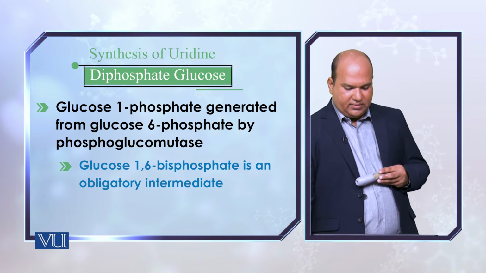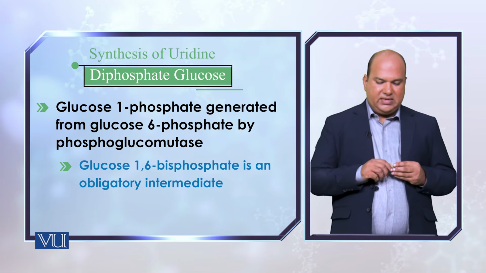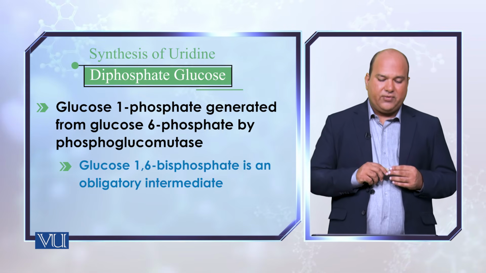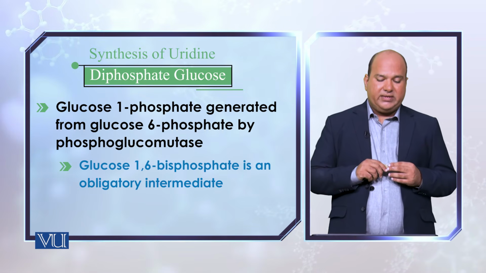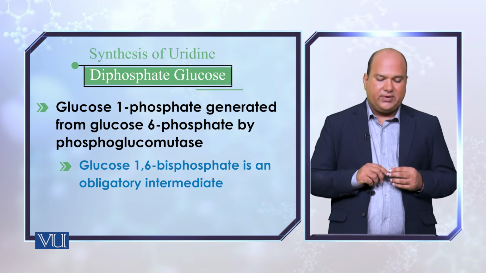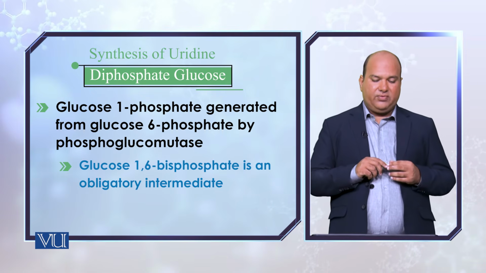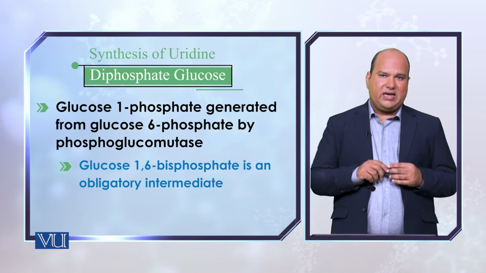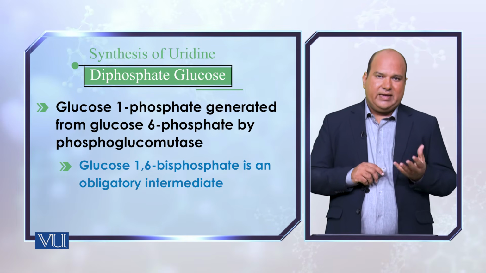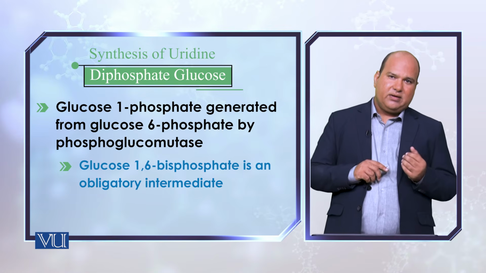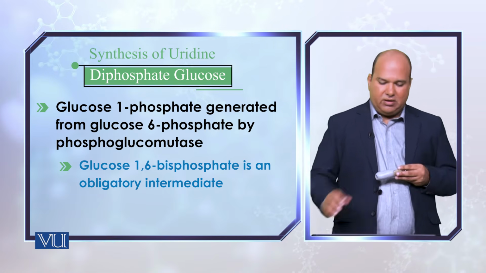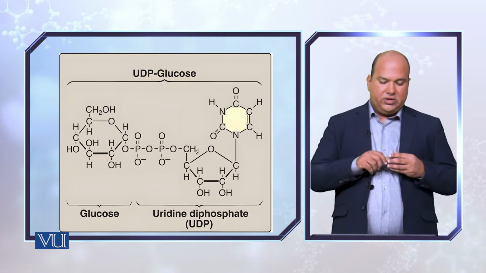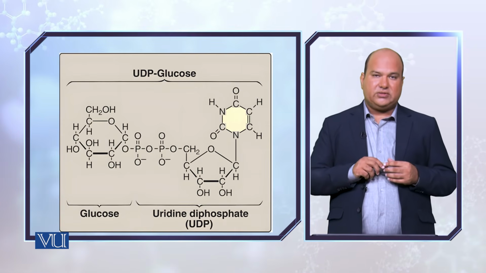If you see here, you can see the glucose 6-phosphate is being converted into glucose 1-phosphate through the intermediate which is glucose 1,6-bisphosphate, and the enzyme which is involved is phosphoglucomutase. So, in the presence of this enzyme you finally get the glucose 1-phosphate moiety, and this glucose 1-phosphate moiety will then be involved in the formation of the glucose uridine diphosphate complex.